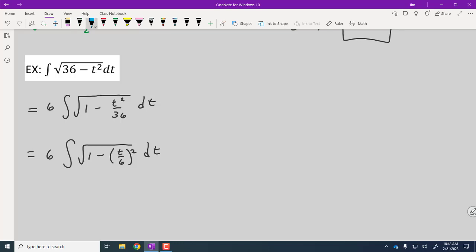Now we ask ourselves, sine, secant, or tangent? Definitely not tangent because it's not a plus. So it's sine or secant. And sine is the one that has the identity 1 minus sine squared is cosine squared. So this one's going to be a sine. So we are going to let t over 6 be sine of theta. Take the derivative of both sides.